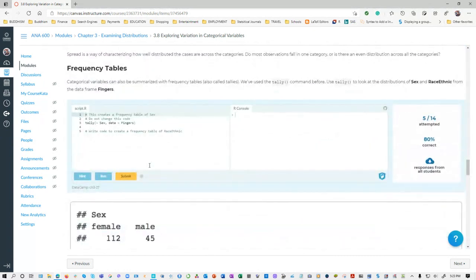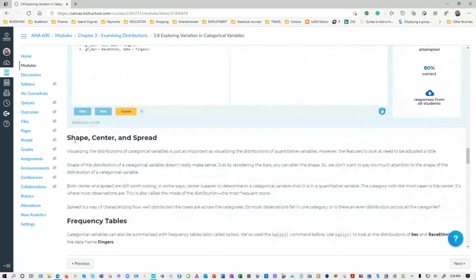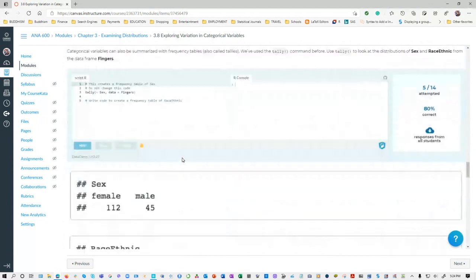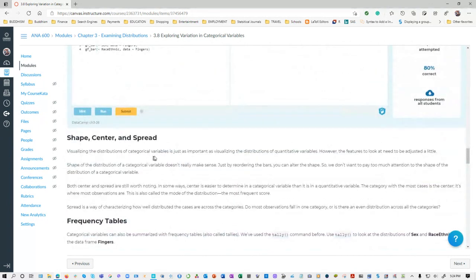In the same way, you can use tally. Tally gives you how many, and that's called the frequency table. Colors and everything you can do the same way. Shape and spread: visualize the distribution of a category, just as with a quantitative variable. However, the features to look at need to be adjusted a little.